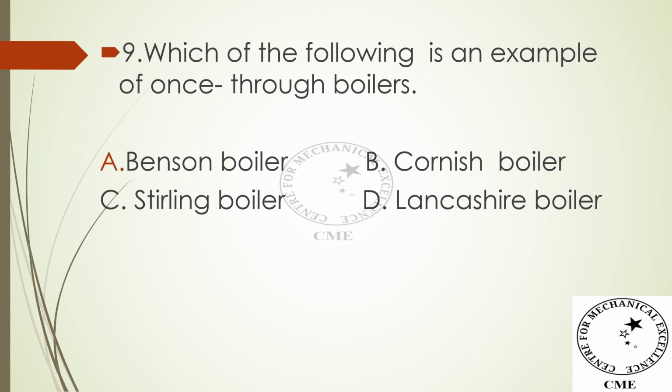Next question. Which of the following is an example of a once-through boiler? Option A, Benson boiler. Option B, Cornish boiler. Option C, Stirling boiler. Option D, Lancashire boiler. Here, the right answer is option A, the Benson boiler. The Benson boiler is an example of the once-through boiler.